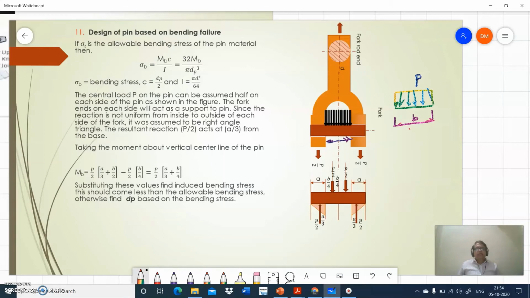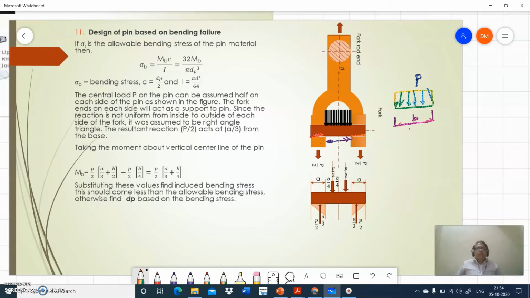Now from the center line, if you take it half on either side, I will just distribute P by 2 on the left side as well as P by 2 on the right side. So this portion will act as a supporting member. It acts as a supporting member in the fork, right?